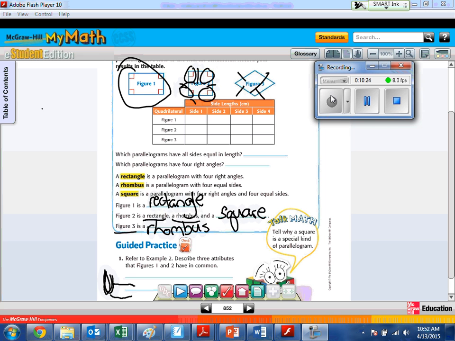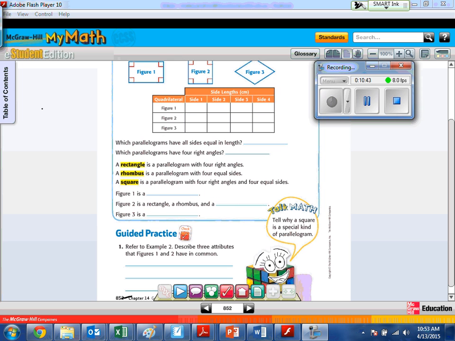All right, with that information that we know, let's take a look at question number 1 down at guided practice. It says refer to example 2. Remember, when they tell us to refer to something, they mean use or look at. So we're going to go back up to example number 2. I'm going to go ahead and take a few seconds and clean this up. I'll be back in just a second. All right, so number 1, it says refer to example number 2. So we're going to go ahead and look up here at example 2.